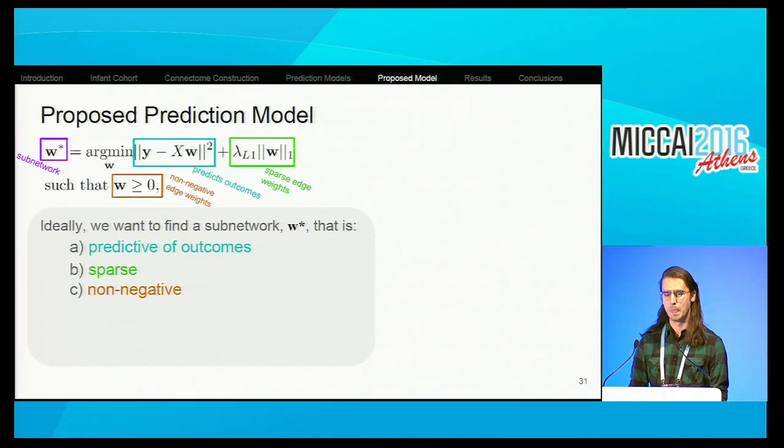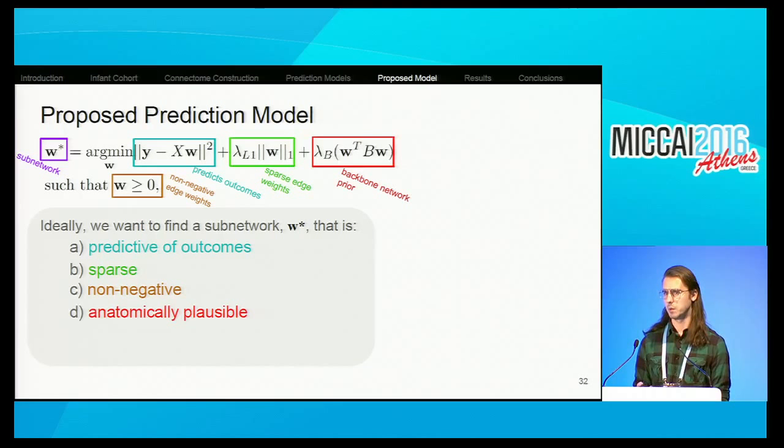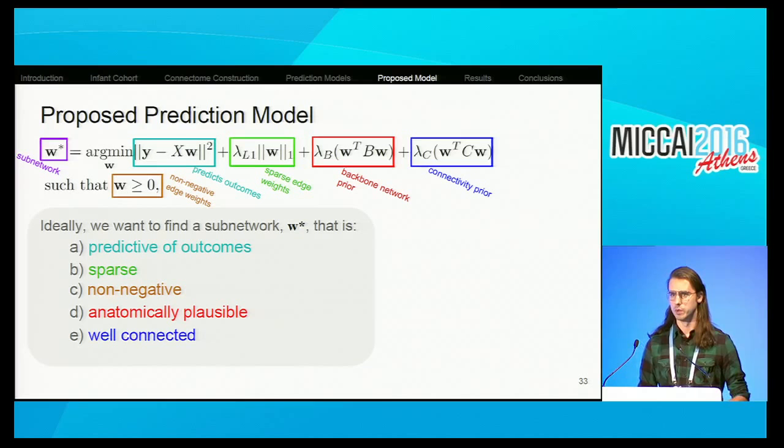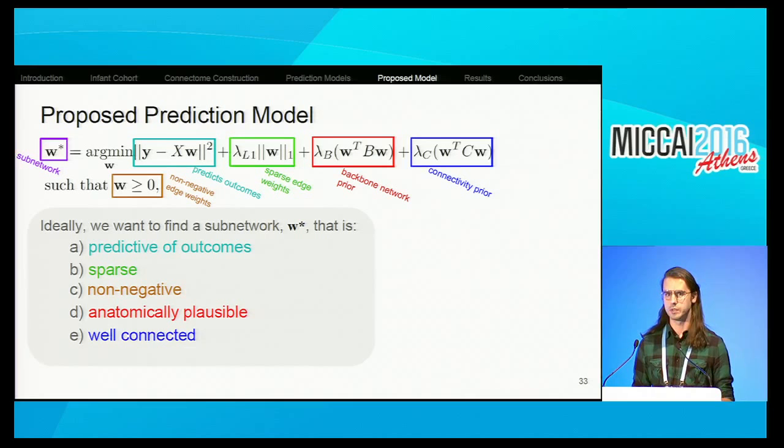We also want the network to be anatomically plausible. We don't want connections in our subnetwork between two regions that don't make sense to be connected. And we can look at that from the perspective of SNR, which I'll talk about in a moment. And finally, we want the subnetwork to be well connected. We don't expect that the subnetwork that's predictive of a specific functional outcome will be a scattered set of edges all over the brain network. We think that it, in fact, is going to be at least reasonably well clustered or connected. So we include all of these terms into our objective function.